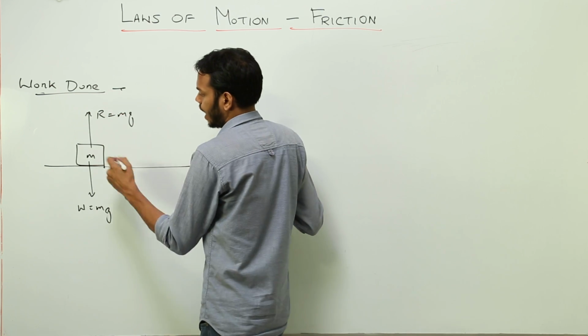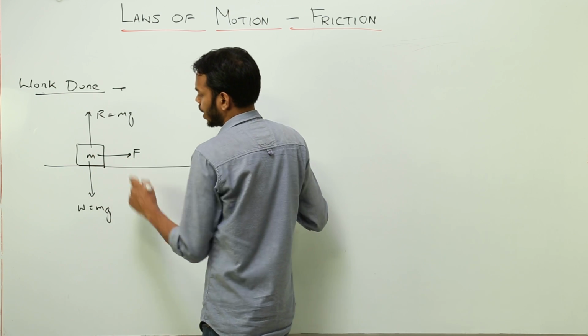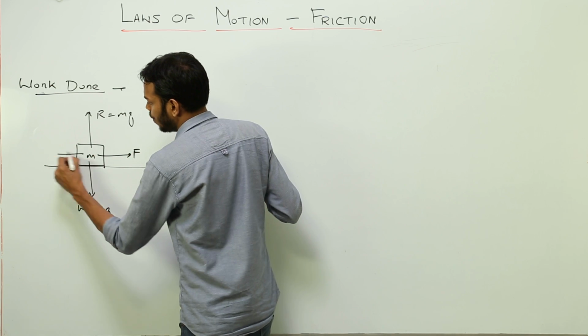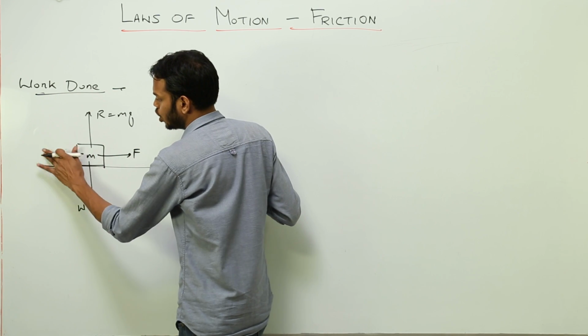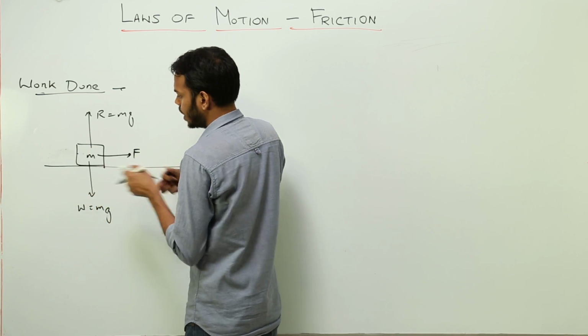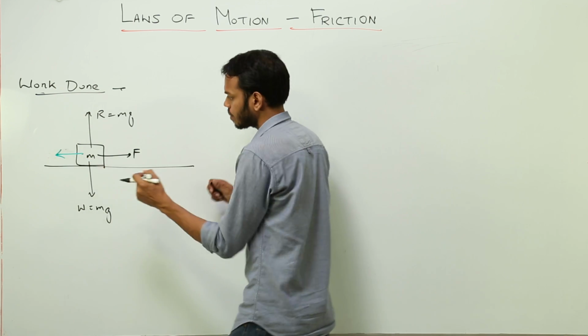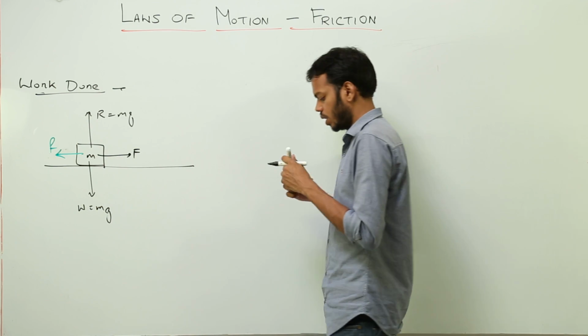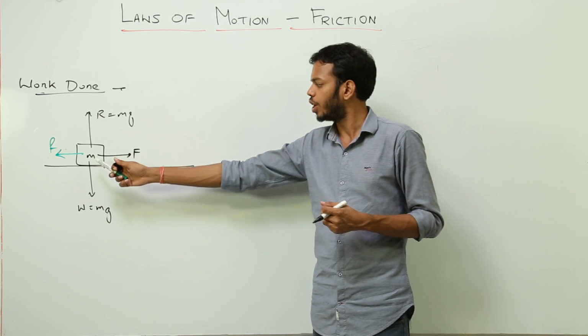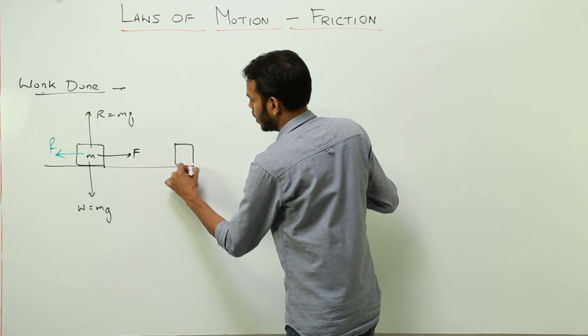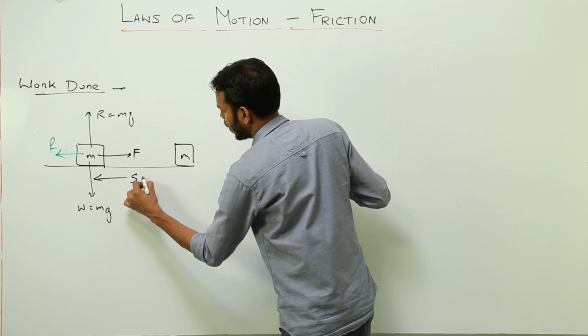Now if I apply a force F on the body, then there will be a frictional force acting on the body in the opposite direction to where the body is going to move. So this will be the direction of my frictional force, right? We need to calculate the value of work done in moving this body from this point to, suppose, this point, covering a distance of s.